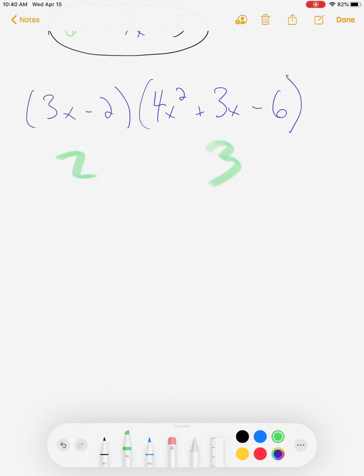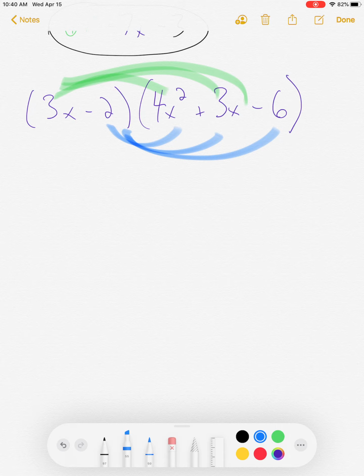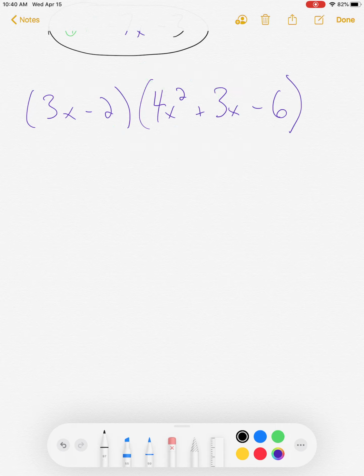Now you might say, Mr. Adler, I can't FOIL this out because if I do first, outside, inside, last, what about the middle? Well, it's an easy concept. Again, all I'm going to do is multiply my 3x to everything in there and my negative 2 to everything in there as well. I'm going to multiply 3x times everything and negative 2 times everything. I'll show you what I mean.